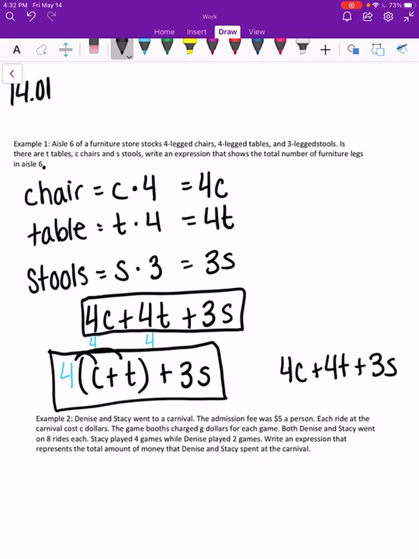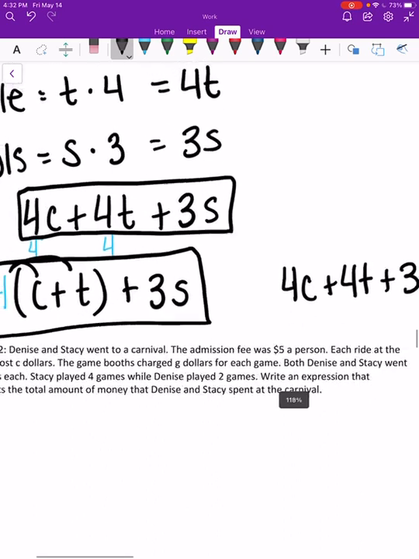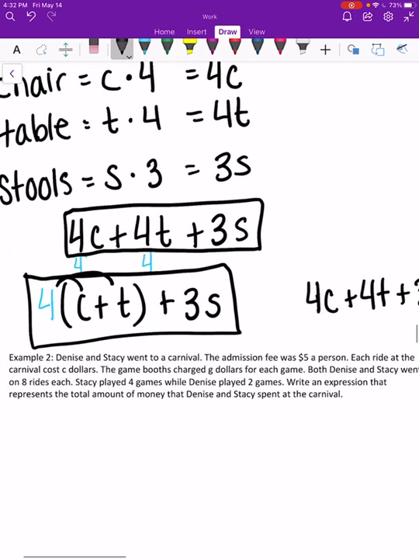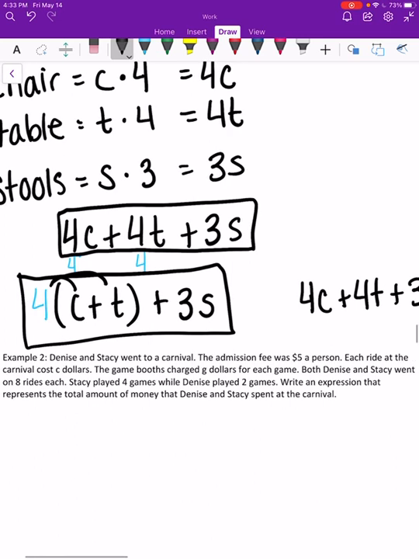Let's move down to example number 2. Denise and Stacy went to a carnival. The admission fee was $5 a person. Each ride at the carnival cost C dollars. The game booth charged G dollars for each game. Both Denise and Stacy went on 8 rides each. Stacy played 4 games while Denise played 2 games. Write an expression that represents the total amount of money that Denise and Stacy spent at the carnival.